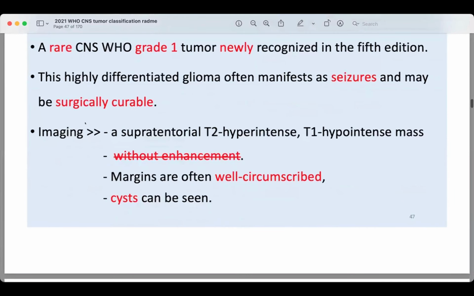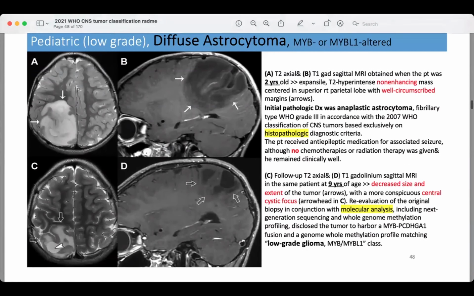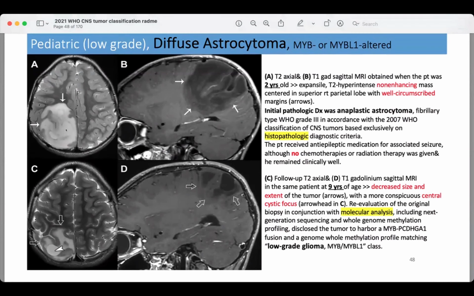For the imaging features, it is mostly a supratentorial one. Most of the lesions are T2 hyperintense, T1 hypointense. There is no enhancement. It is well circumscribed, and sometimes it has cystic components. You can see this diffuse astrocytoma here in this very young child. The first images are when the patient was 2 years old, and it was non-enhancing, but it was well circumscribed and diffuse. There is surrounding edema also.